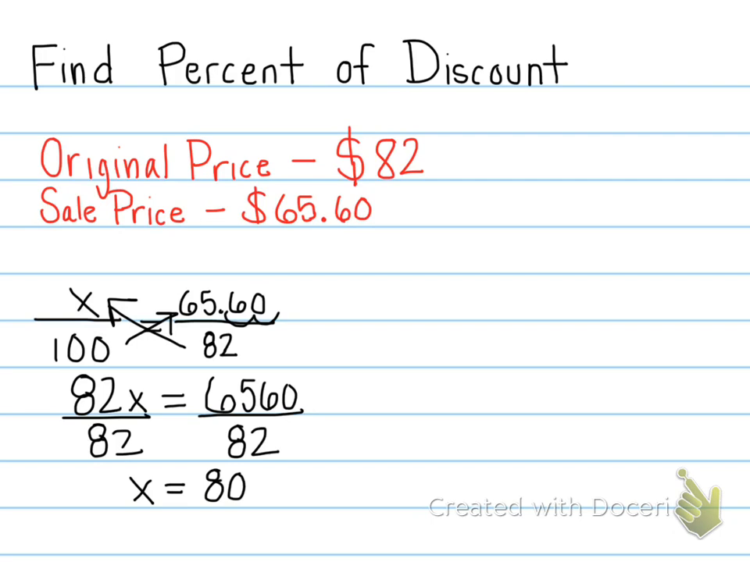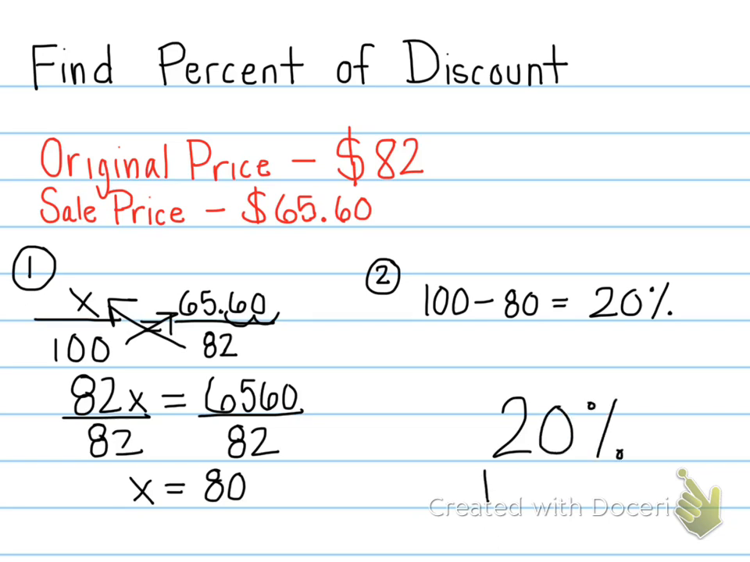Now I want you to think about this. Does it make sense that if you have $82 for an item and you paid $65.60, that they got 80% off? It doesn't make sense. What you just found is how much of 82 is $65.60. $65.60 is 80% of the item. You have to find what was taken off. So your second step has to be 100 minus 80 equals 20%. So your discount was 20%.